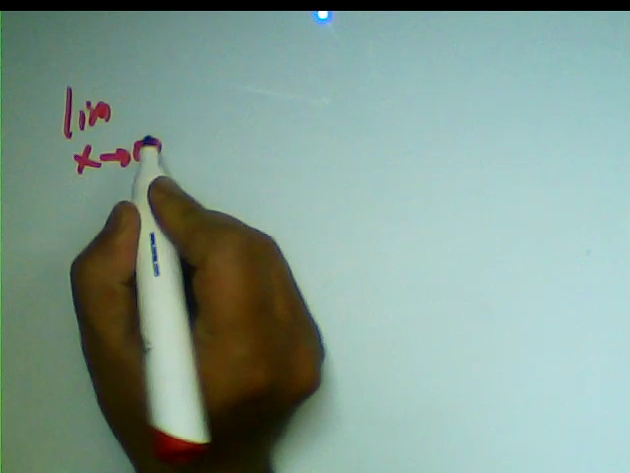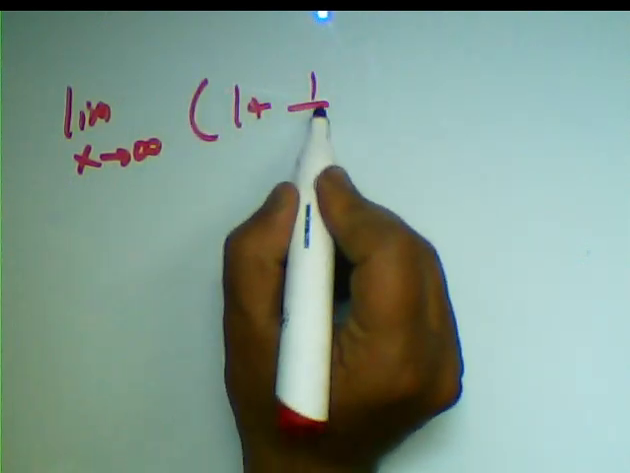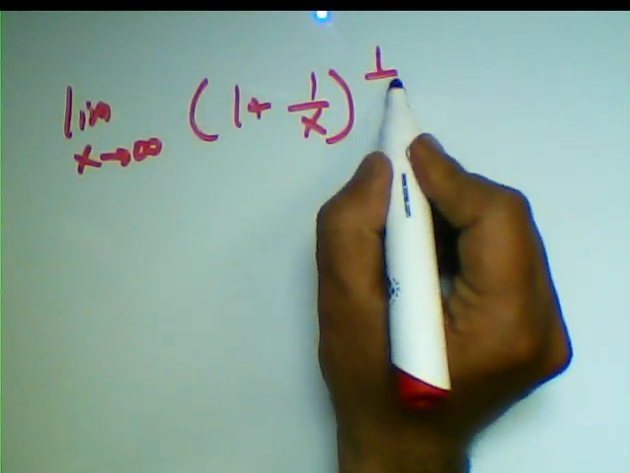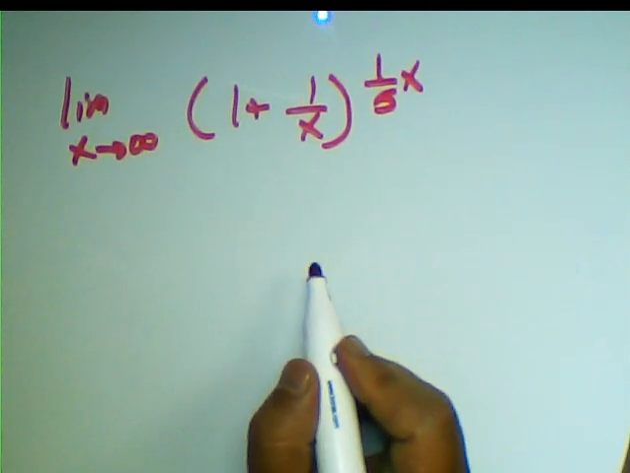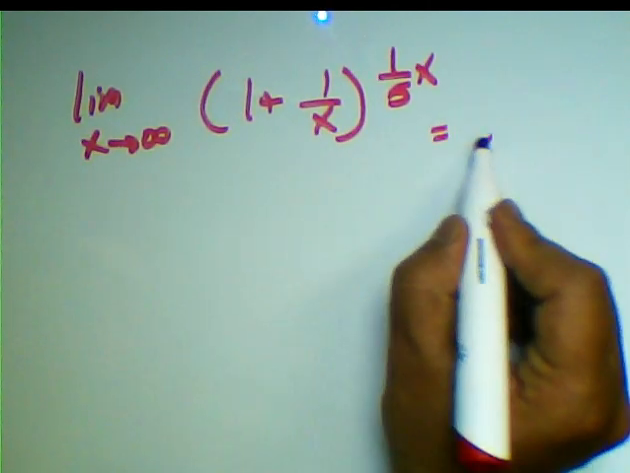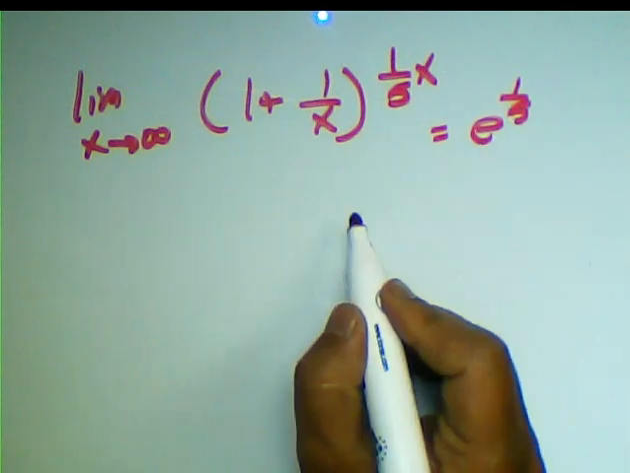Limit, when x approaches infinity, of (1 + 1/x)^(x/5). The result here will be e to the power 1/5.